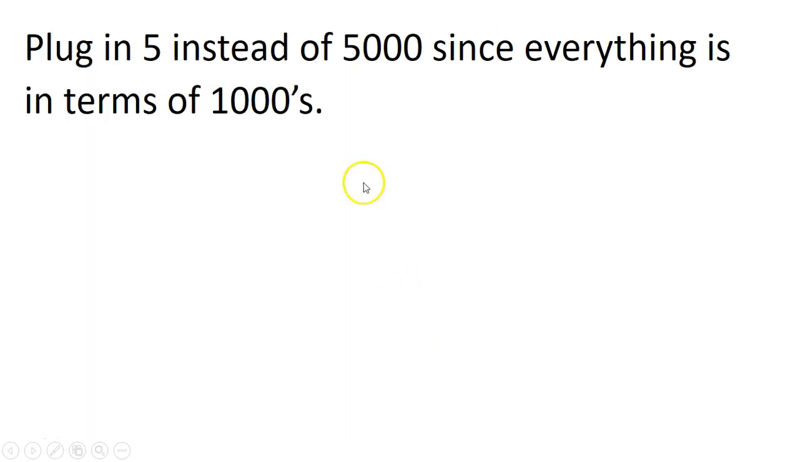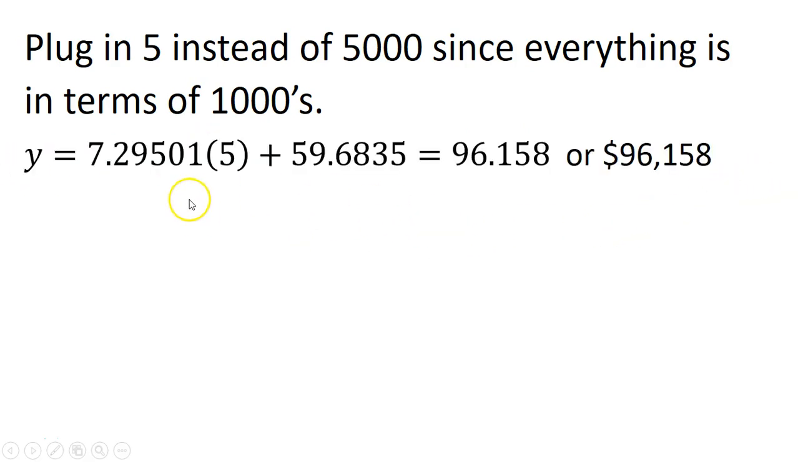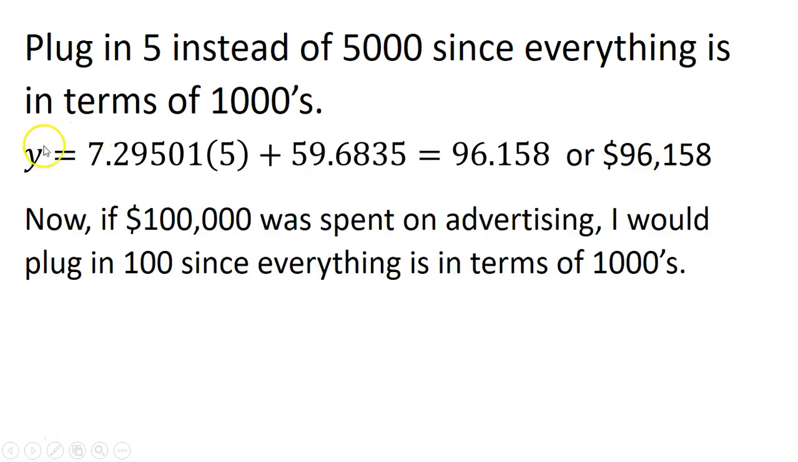So in our equation, if we plug in 5 instead of 5,000, because everything is in terms of thousands, I get roughly this, which in thousands is 96,158. That would be what I get predicted, and that should probably just have a hat over it.